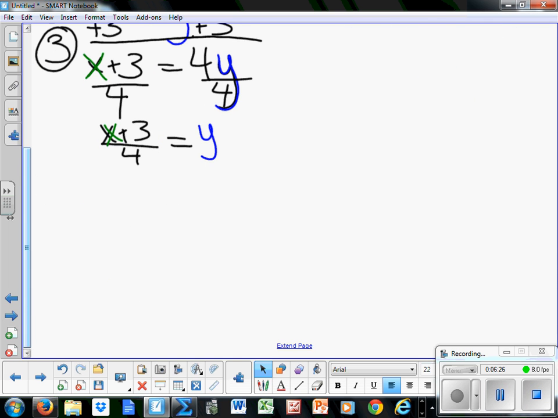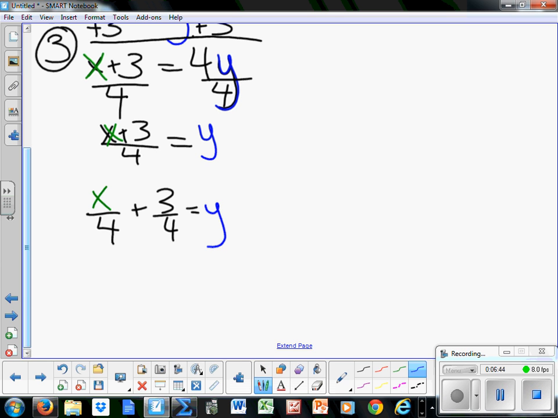Now again, we kind of talked a little bit in class today, sorry, that just extended the page a bit, about another way to write this. So just for those of you who are wondering, we can also write this as x over 4 plus 3/4 equals y. Now, don't get hung up on that, but just so you know, there's a couple different ways to write this.